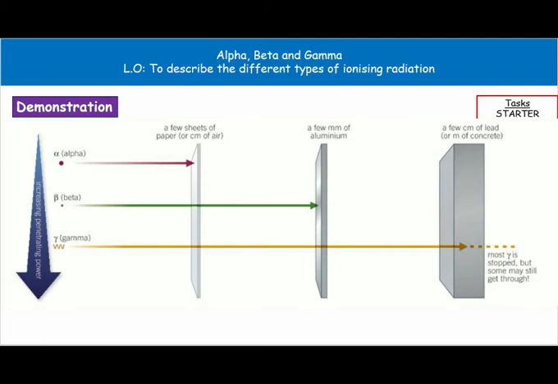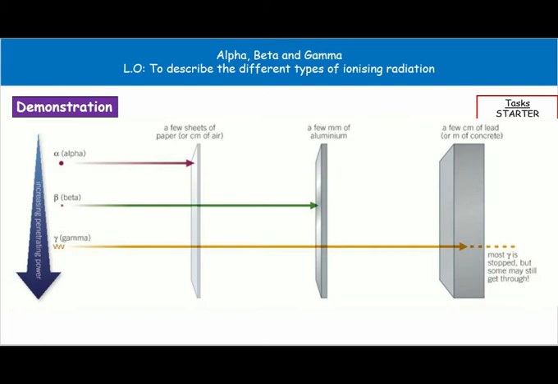Now, what we've got over towards the right, that first block we hit, that's just a few sheets of paper. Or we could replace that with a few centimeters of air. The next one along, we've got a few millimeters of aluminium, and then finally, at the end, we've got a few centimeters of lead or a few meters of concrete.